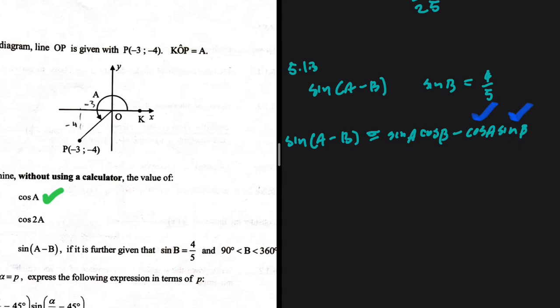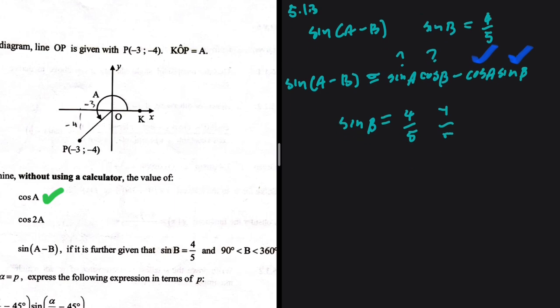So what is there to worry about? We need to find a way to find sine A and a way to find cos B. So let's think about that and see what happens. We are given that sine of B is equal to 4 over 5. Sine is equal to the opposite, which is y, over the hypotenuse, which is r, right? So we can find x using that.